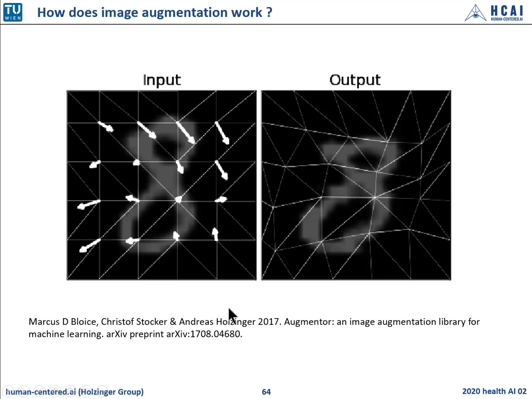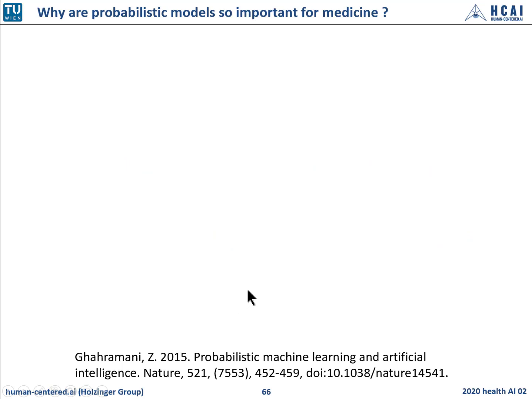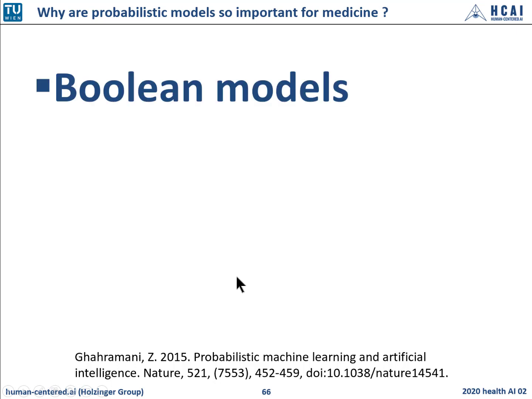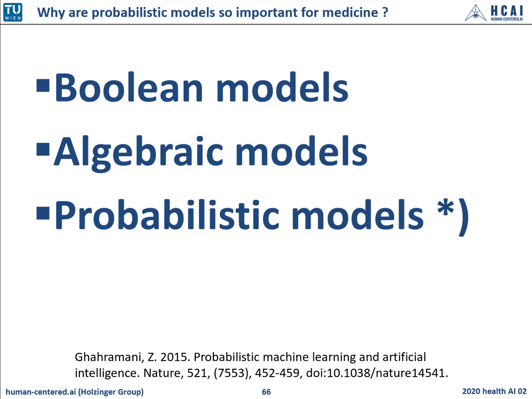But now back to our general lecture topic of the day, data and information, and now about information and a little bit about information theory, and this will bring us quickly to entropy. So why are probabilistic models so important for us in medicine? So you have these Boolean models, these set theoretic models, and these algebraic models, for example, vector space, for example, latent semantic indexing is a good example for that. And you have these probabilistic models, and this is very, very important.